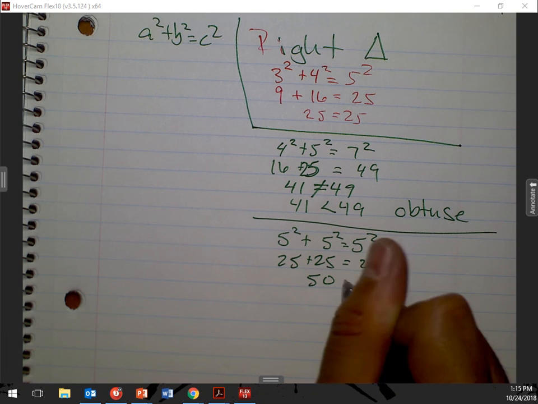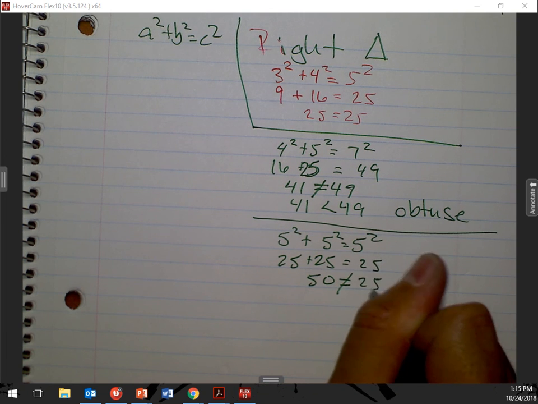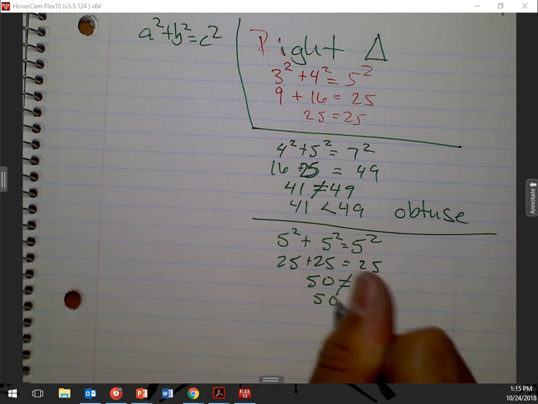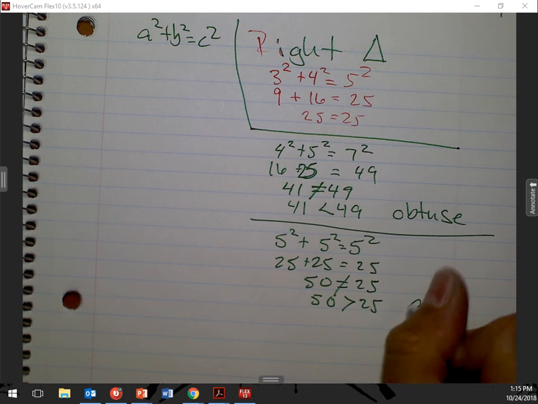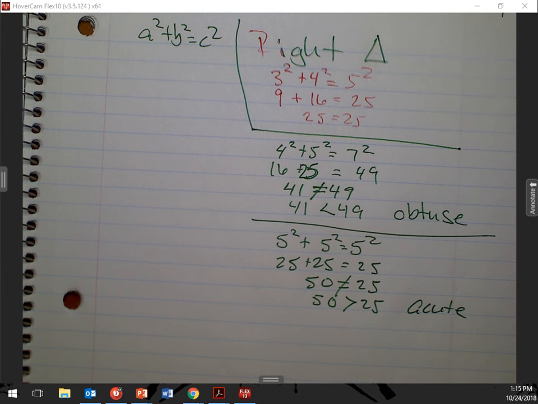So 50 is not equal to 25. So 50 is greater than 25. So this side is greater than that. There we go.